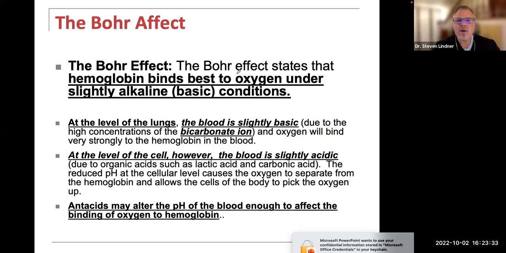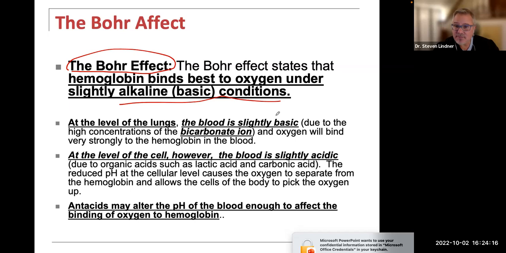Okay. Now, how does the oxygen that's bound to the iron know when to hold and how long to hold it and when to release it? Because the hemoglobin has got to bind to it, but then it's got to deliver it to other cells and tissues for energy production. Well, this is where the Bohr effect comes into play. The Bohr effect states that hemoglobin binds best to oxygen under a slightly alkaline or basic environment. And it just so happens that the lungs fit that criteria.